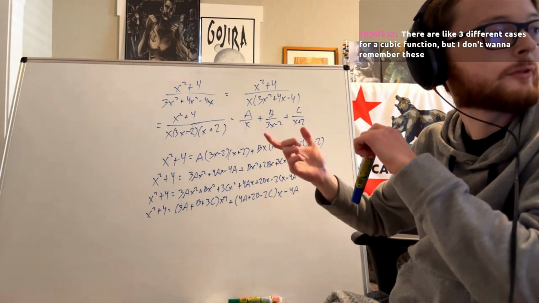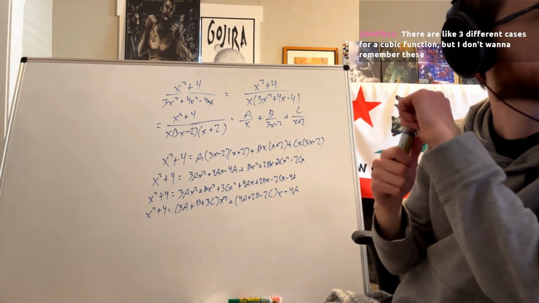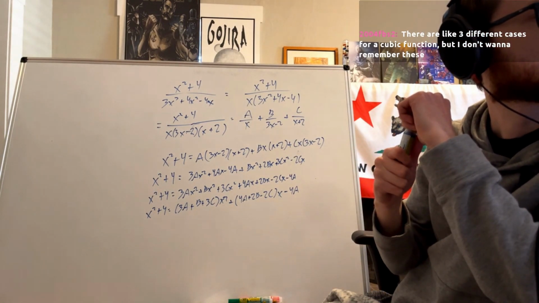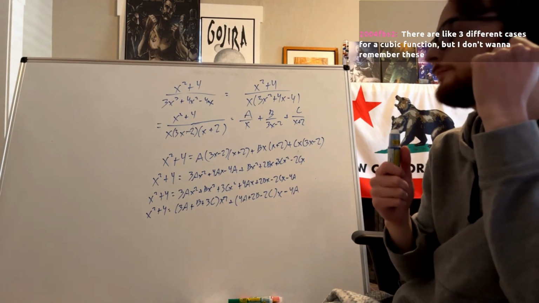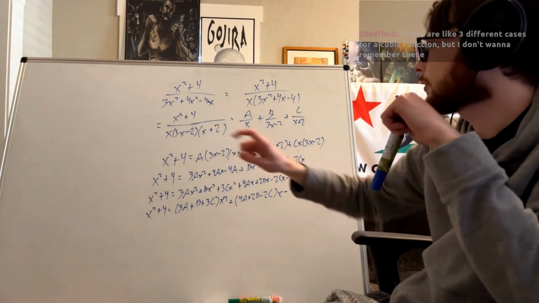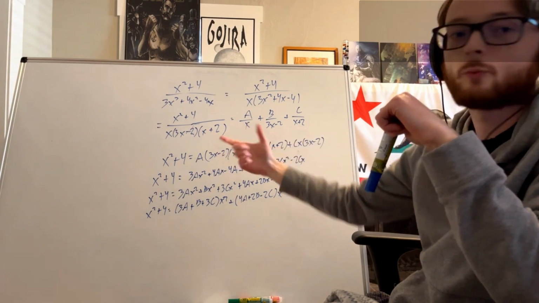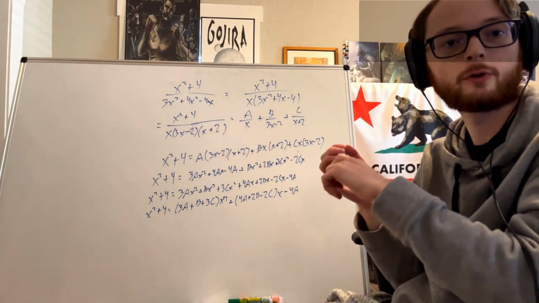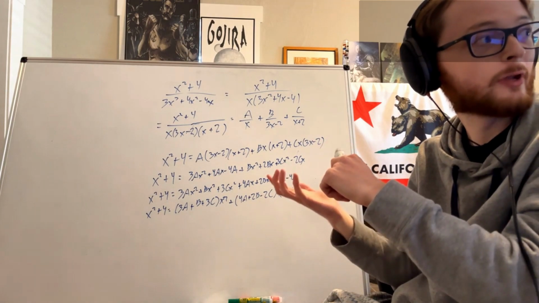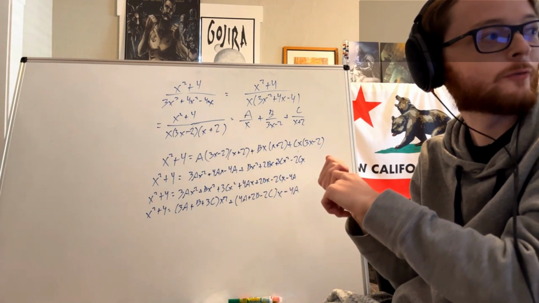So we're going to end up with a system of equations here, but you don't want to remember these cases. Yes, so with cubics, you can have irreducible quadratics, and you can have squared terms, which I can quickly show you what the rules are there. Unfortunately, there's not a good way around memorizing those, as far as I know.